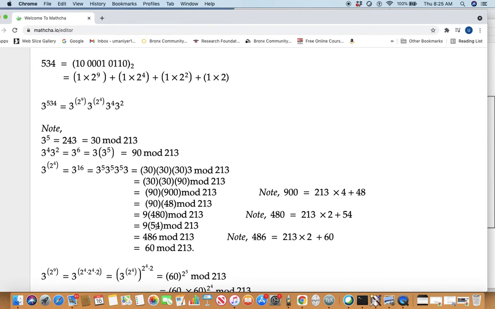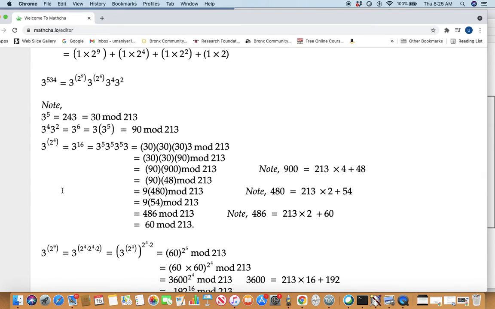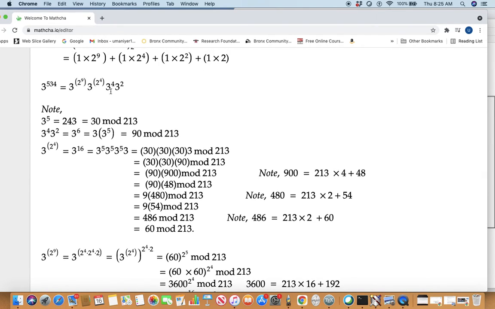Now 9 times 54 you can multiply by hand. You get 486. 486. 213 times 2, remainder is 60. So modulo 213, it's 60. So you see, 3 to the 2 to the 4th power, we did entirely by hand. We didn't have to calculate the entire power. Likewise, so you got 3 to the 6th power here. You got 3 to the 2 to the 4th.